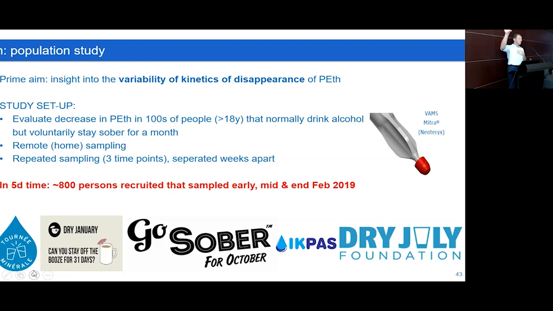Everything was done remotely, because it would be impossible to have 800 individuals come at the beginning of February, mid-February, and end of February. We sent samples, and there was a YouTube video, so we really made sure that they were properly informed, and it worked.